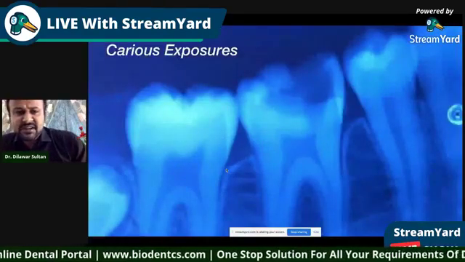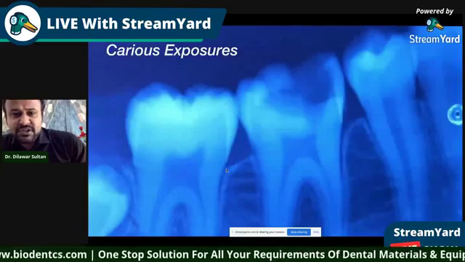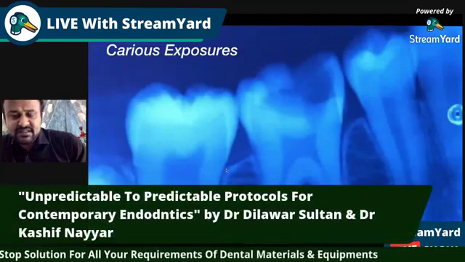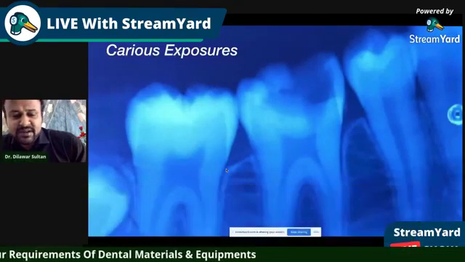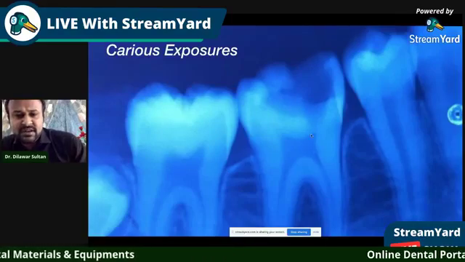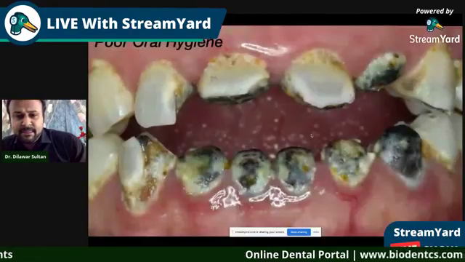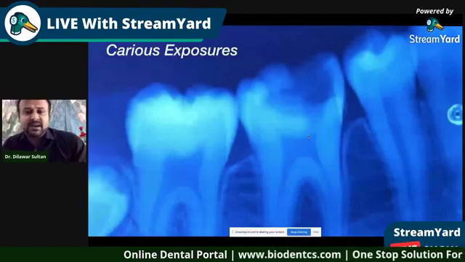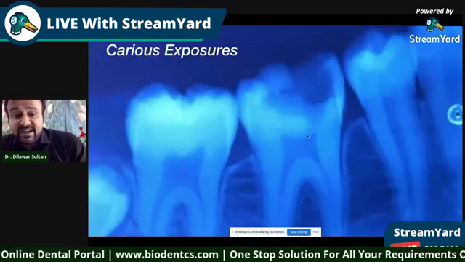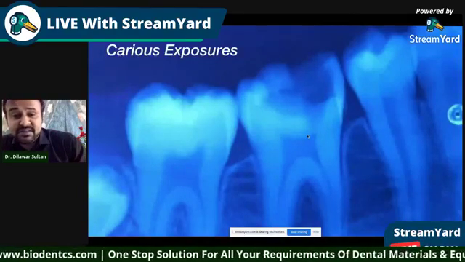When the patient presents with caries exposure and the radiograph looks like this, while the patient is asymptomatic, you can see the pulp horn is involved. That can be asymptomatic irreversible pulpitis, and that can be symptomatic irreversible pulpitis if the patient presents in pain.